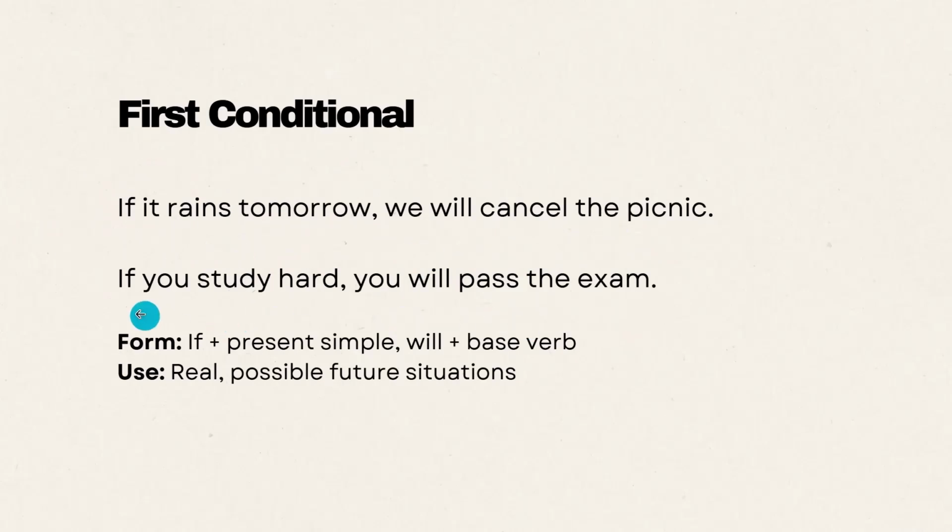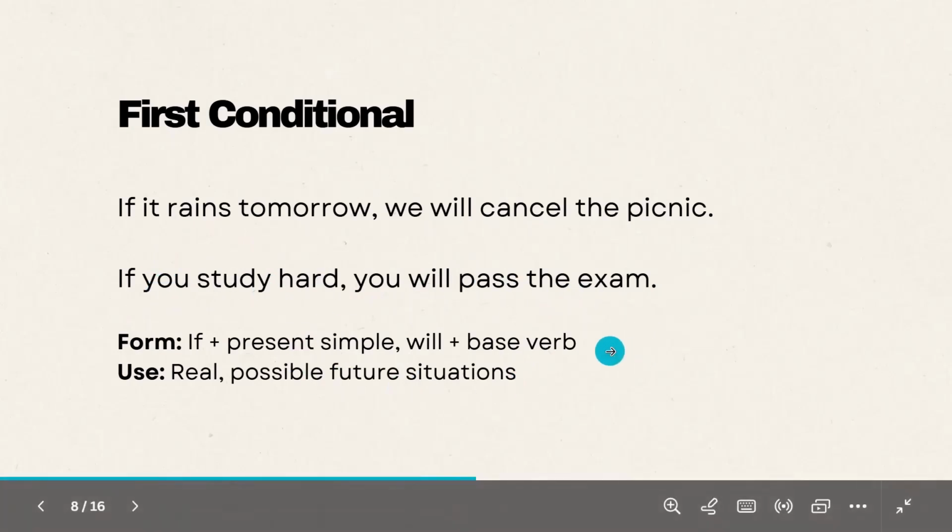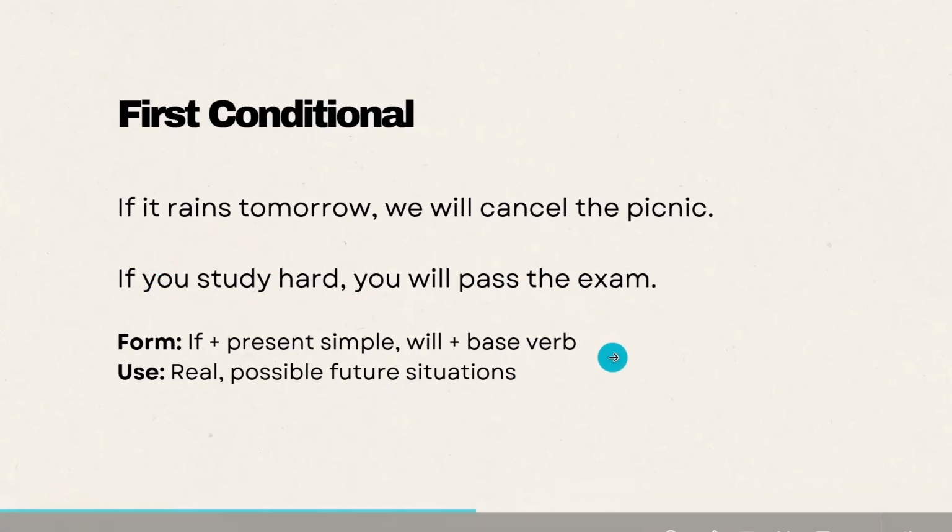Another one, if you study hard, you will pass the exam. Again, the condition is if you study hard, and that's in the present simple, and the result is you will pass the exam. So will plus the base verb. So this expresses a possible outcome in the future. It's not guaranteed, but it's a realistic prediction.